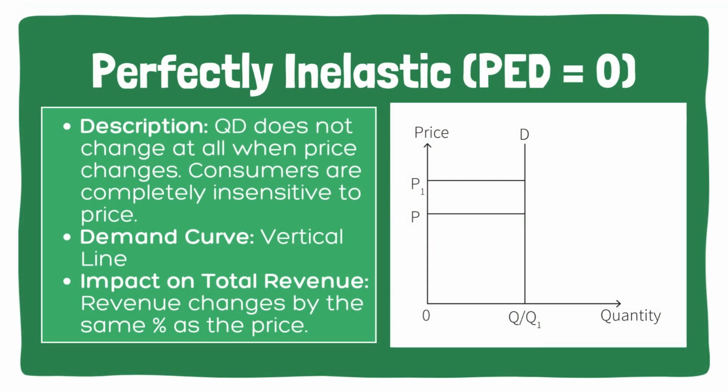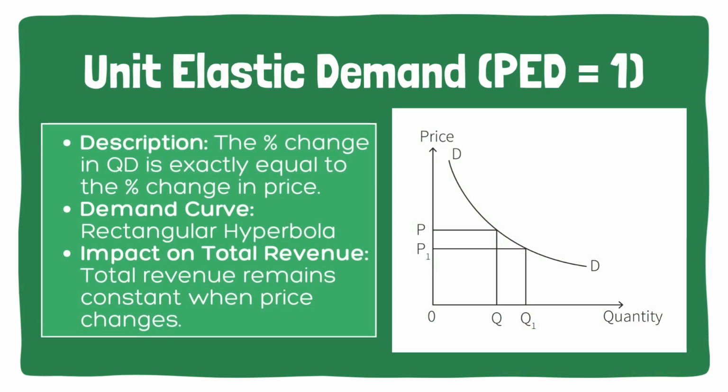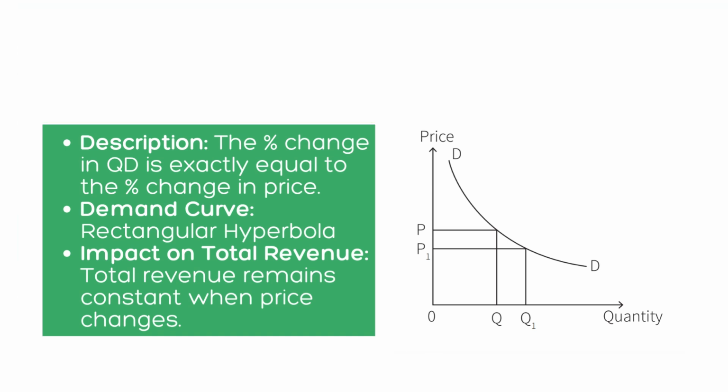Perfectly inelastic demand is the opposite. Demand remains unchanged regardless of price changes. PED is zero, and the demand curve is vertical. Unit elastic demand occurs when the percentage change in price equals the percentage change in demand, giving a PED of 1. When this happens, total revenue remains unchanged as price changes.